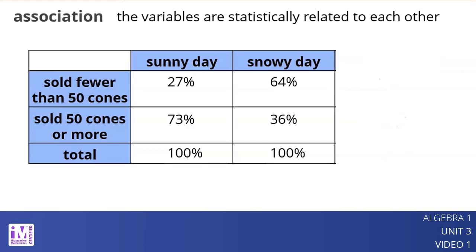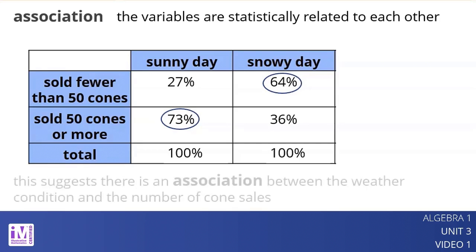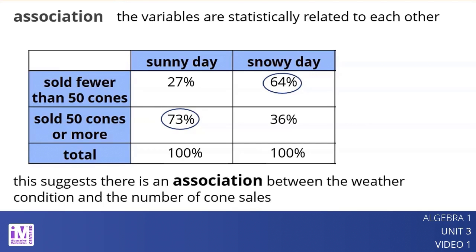From the column relative frequency table, it is clear that 73% of the sunny days resulted in sales of at least 50 cones, while 64% of the snowy days resulted in fewer than 50 cones sold. Because these percentages are quite different, this suggests that there is an association between the weather condition and the number of cone sales.